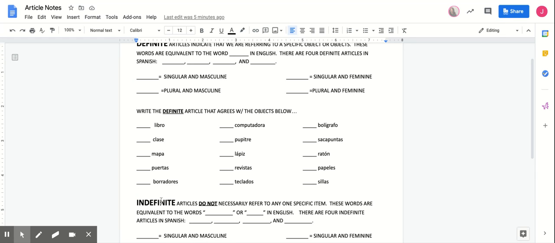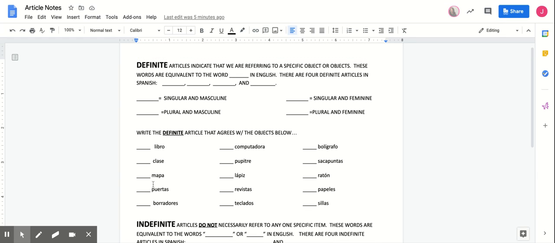We also have indefinite articles. Now, definite articles are equivalent to the word the in English. So go ahead and type in your notes, the, all right? I'm going to highlight this so that you guys are more easily able to see it. So definite articles are the in Spanish.